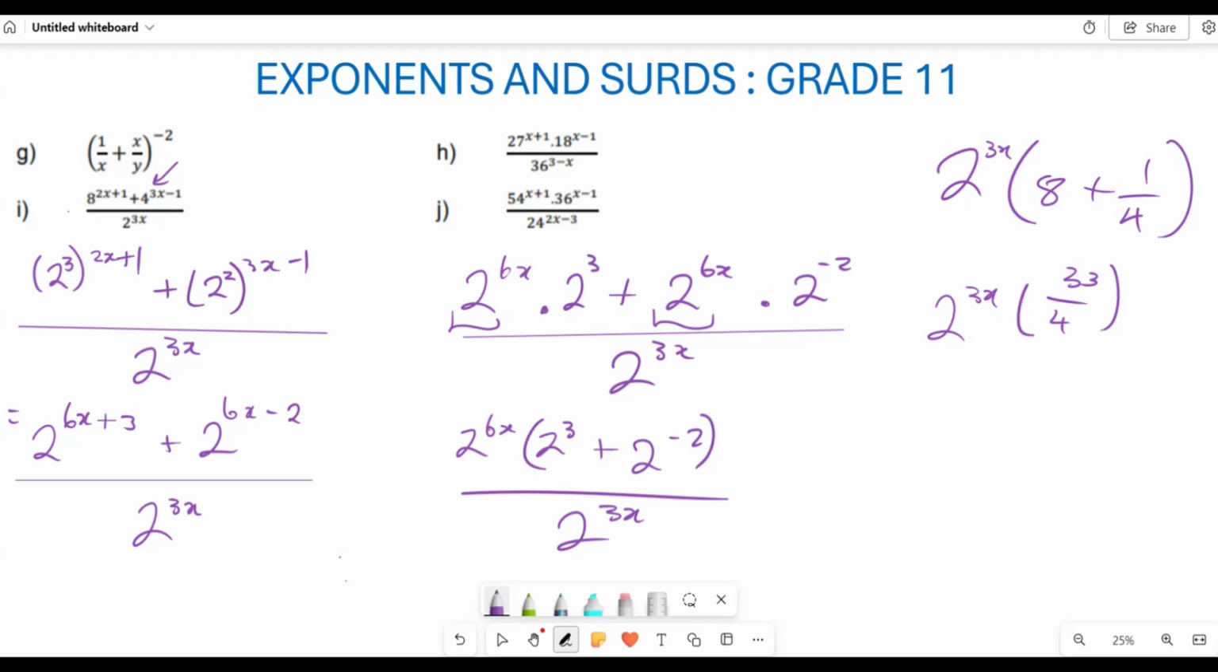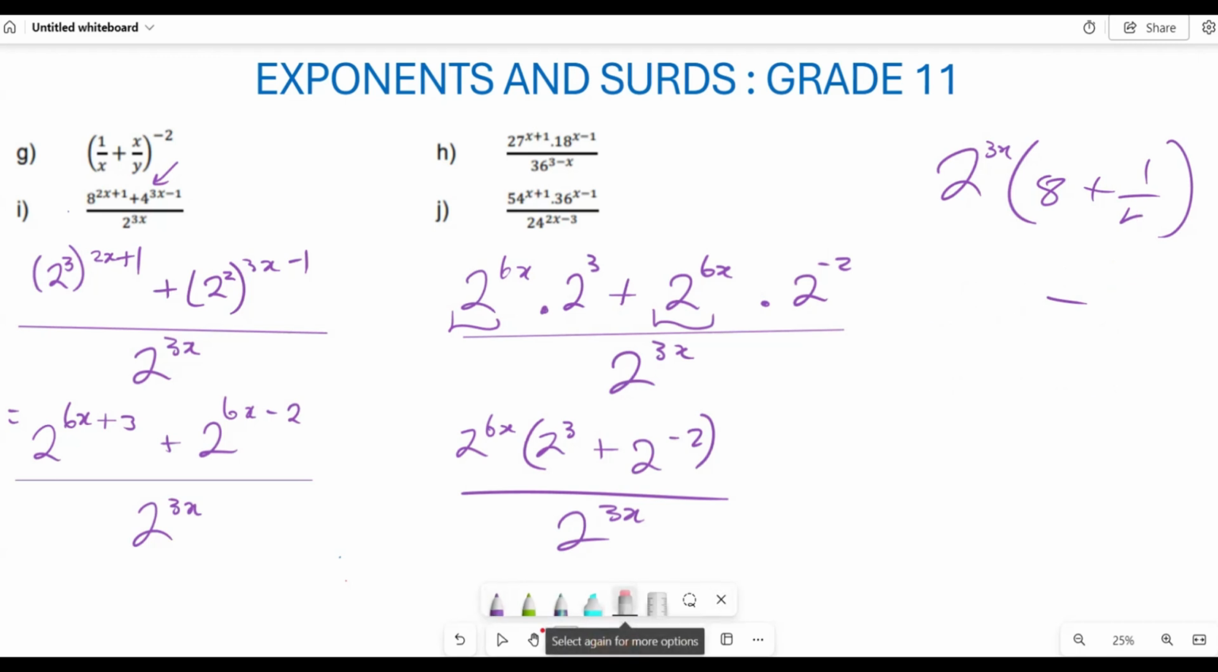If you don't want to leave your answer like this, you can change the 4 and write it in terms of 2, which means you're going to have 2 to the power of 3x, subtract 2, into brackets 33. You can still write it this way if you want to, but preferably you can just leave it like that. So basically that's going to be the answer for that question.